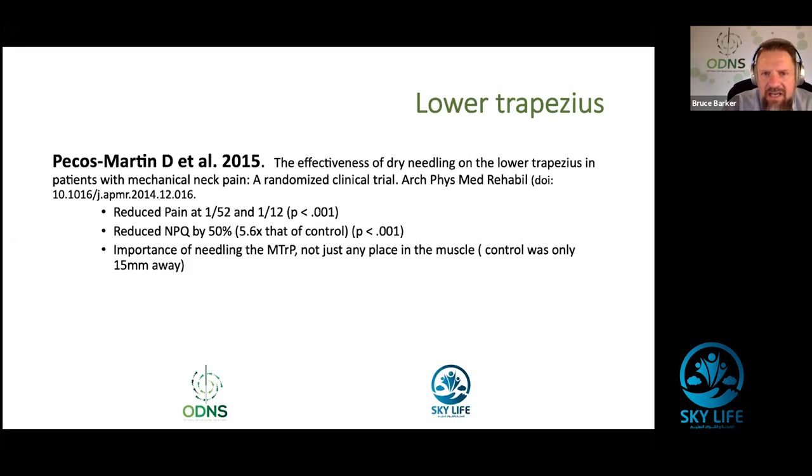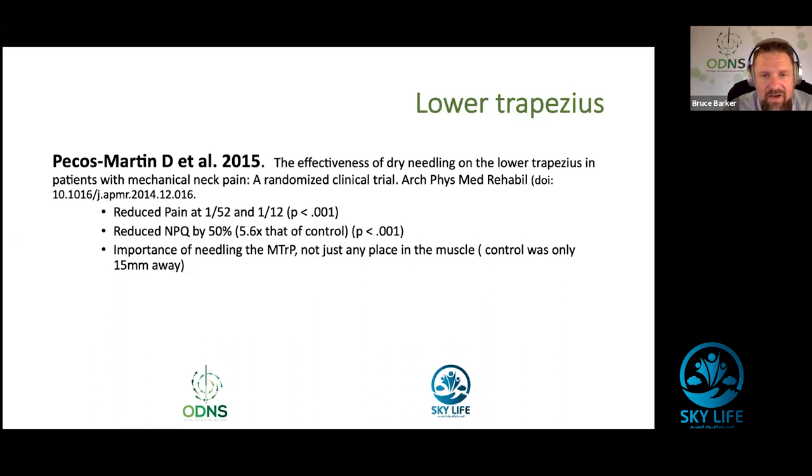The group that were needled accurately, measured by the pain questionnaire, had an effect size 5.6 times that of the control group. That's a huge win. That's massively better than just missing the trigger point. See, there really is something to it.